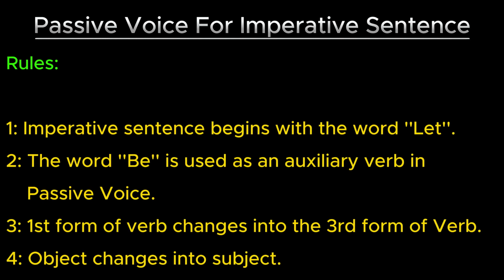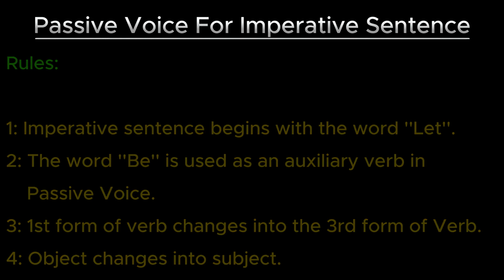Rules. 1. Imperative sentence begins with the word let. 2. The word be is used as an auxiliary verb in passive voice. 3. First form verb changes into the third form of verb. 4. Object changes into subject.